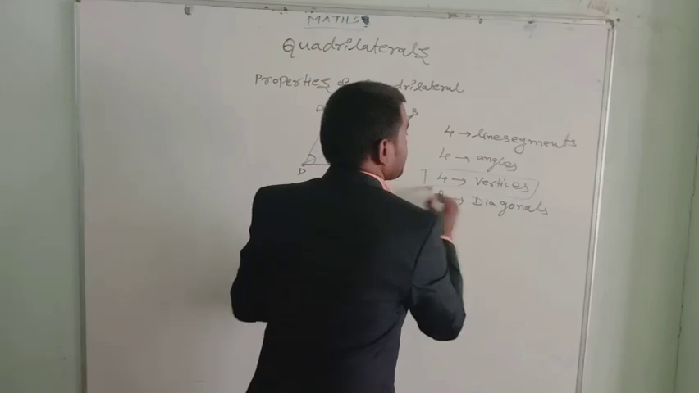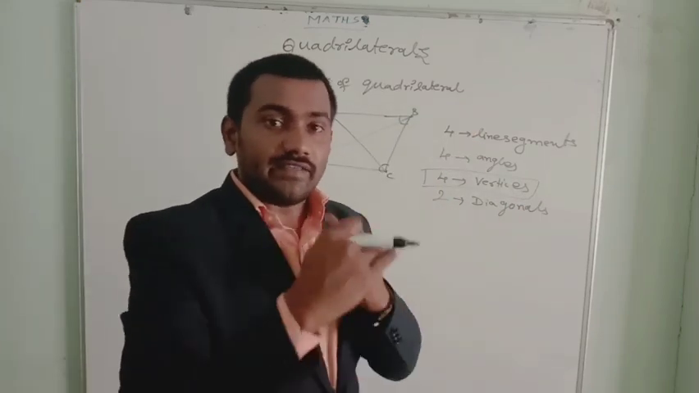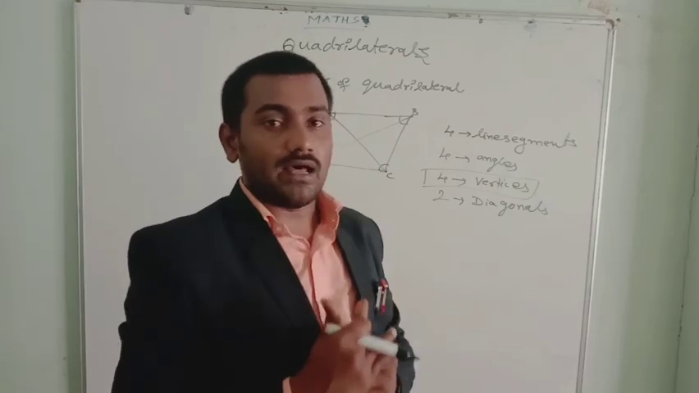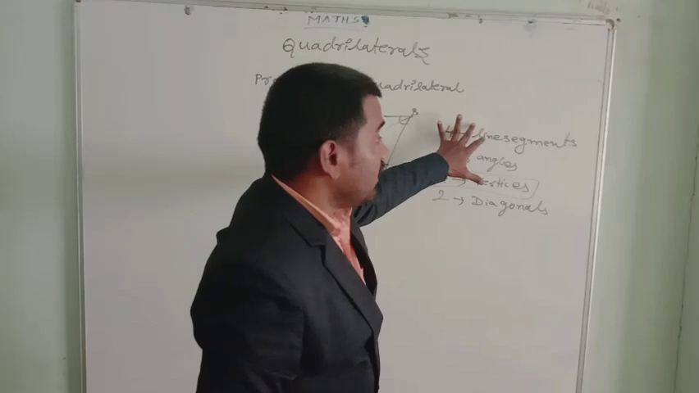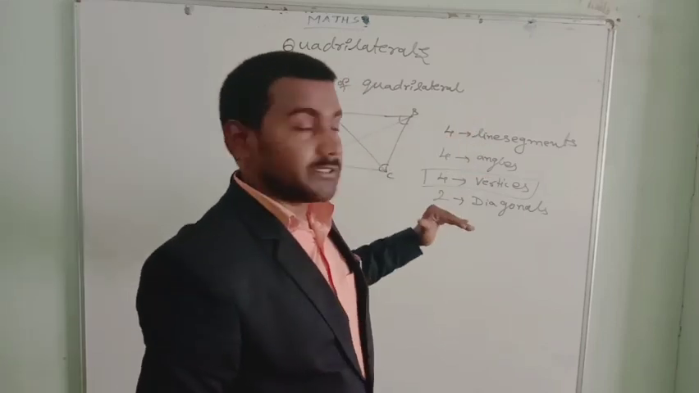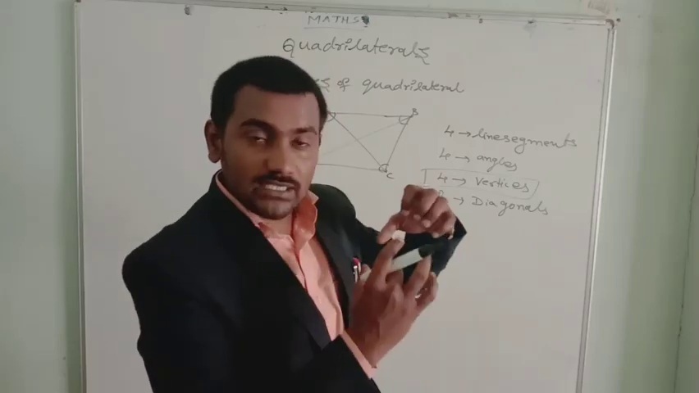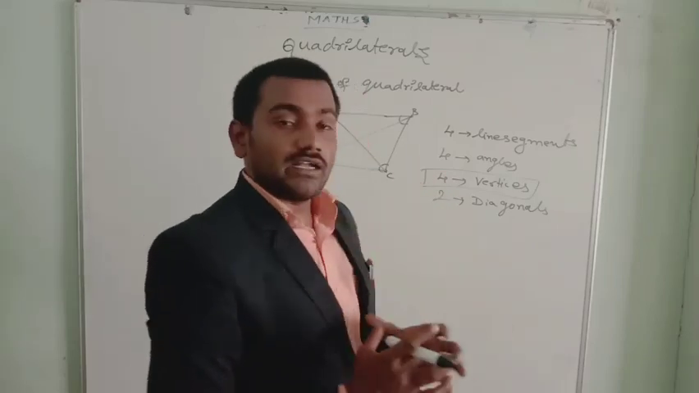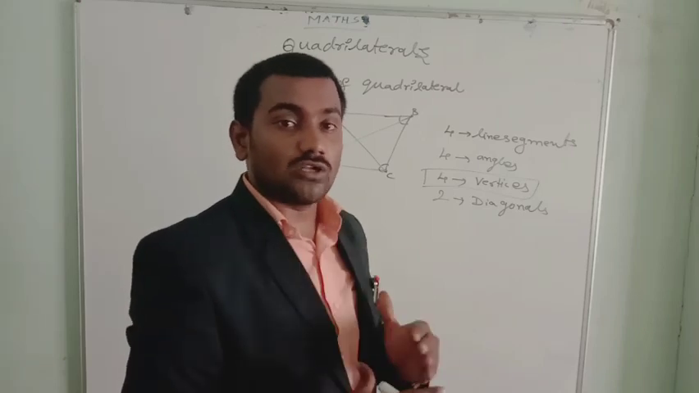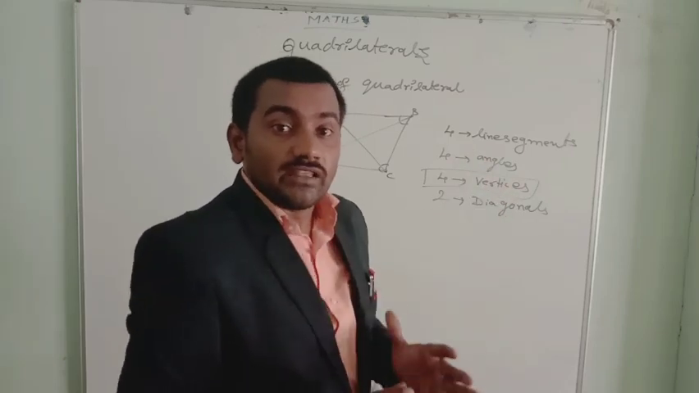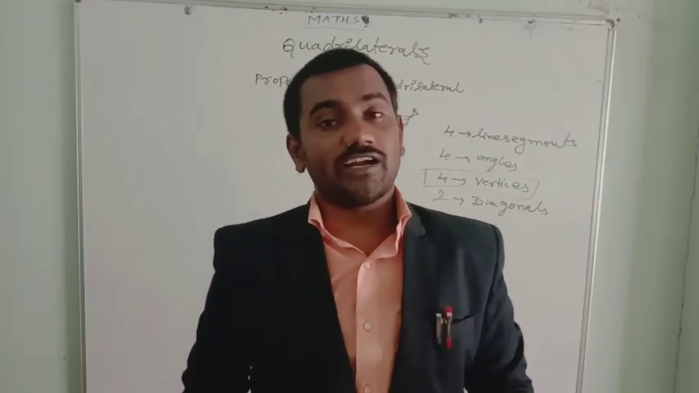Based on how the line segments are, whether they are equal or parallel, based on the length of the line segments and the position of angles, the length of diagonals and the intersection points of the diagonals, there are different kinds of quadrilaterals. There are overall 6 types of quadrilaterals.